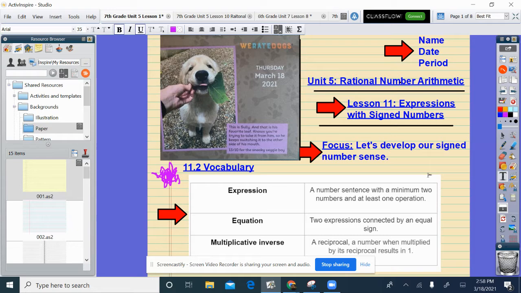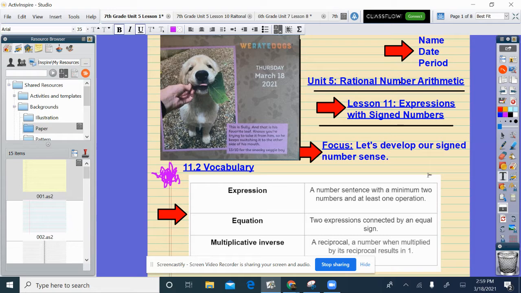Our pup of the day is Sully, and that is his favorite leaf. He knows you're trying to take it from him, so he keeps switching it to the other side of his mouth. 13 out of 10 rating for Sneaky Veggie Boy. Way to go, Sully.